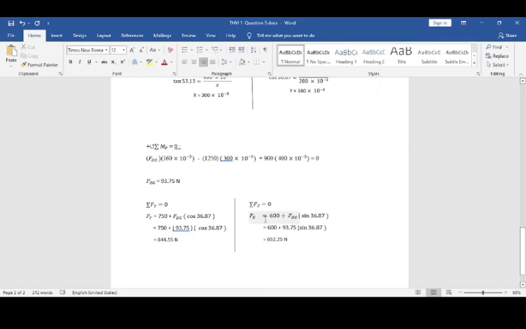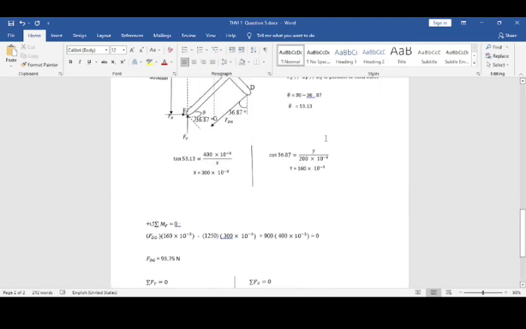So we're going to find the summation of Fx is equal to 0. So the Fx is 600 plus FDG sine 36.87. So it's 600 plus 93.75, this one, sine 36.87. So the Fx is 652.25 Newton. So that's all from me.